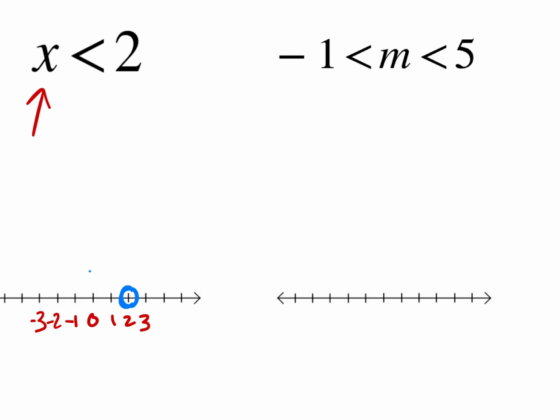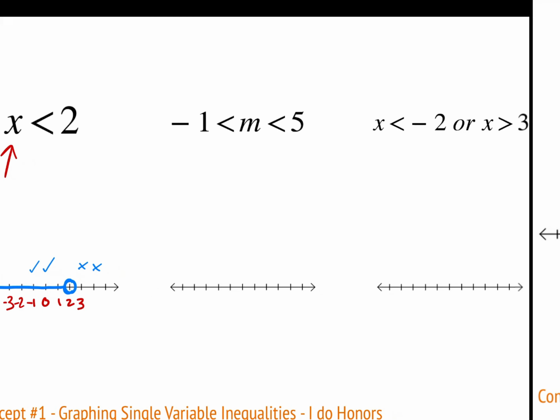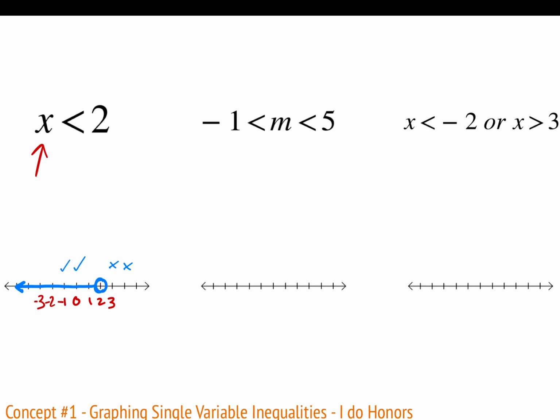So I can see 0 is less than 2, that's good. -1 is less than 2, that's good. 3 is less than 2, that's not good. Right, 4 is less than 2, that's not good. So I'm filling in to the left. Okay, that's all of the numbers that I can plug in for X that would be true. Now these other ones here are called compound inequalities.